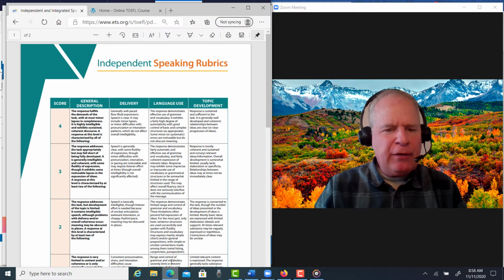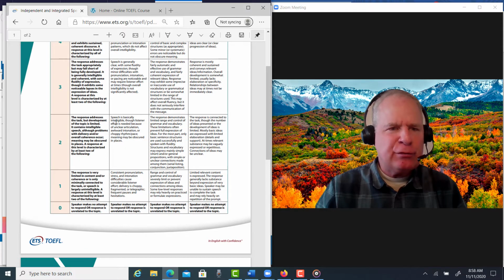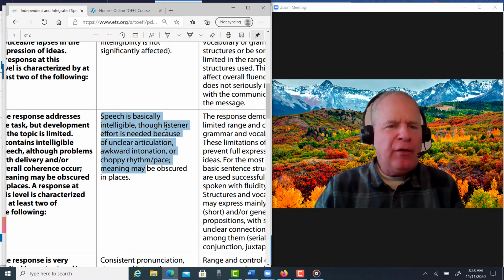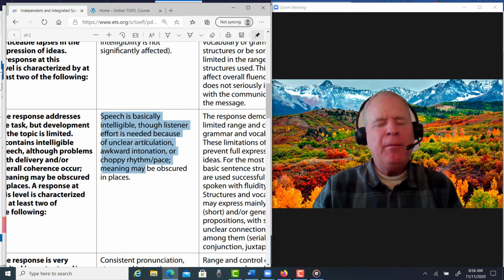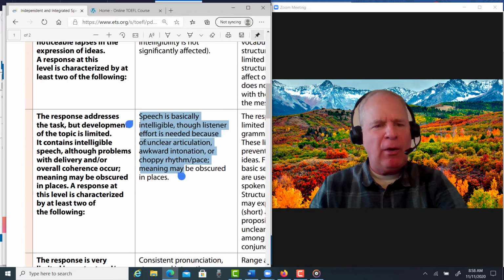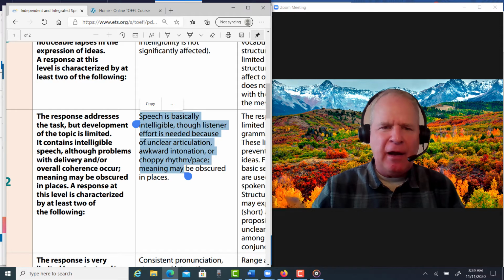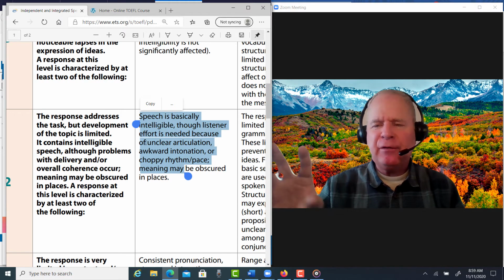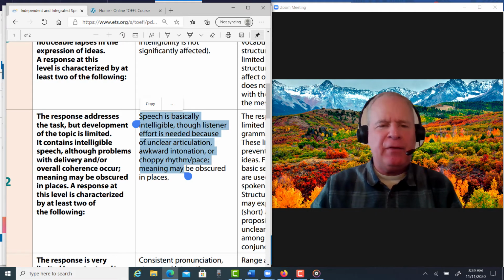A little bit hard to understand you. Okay, so there's no 3 in this one. You're definitely in the 2 range, at least for sure, because of topic development right there. You see that? Speech is basically intelligible, though listener effort is needed because of unclear articulation, awkward intonation, choppy rhythm and pace, meaning may be obscured. Yes, yes, and more yes. So there's no way you're going to get out of the 2 range until you speak more clearly. That is of utmost importance. Before you do anything right now, you must improve the intelligibility of your English. Once that is good, you can focus on topic development, organization, all of those things, but you must speak clearly first and foremost before you get that high score.